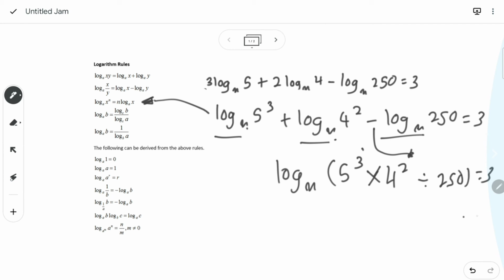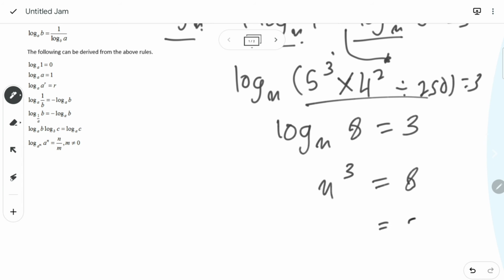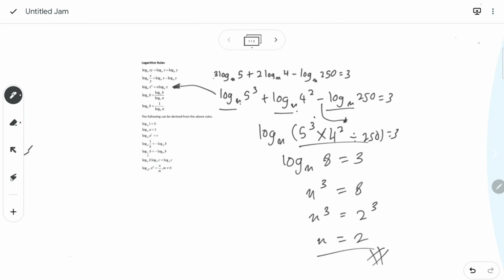So and then you can use your calculator, so you get log x 8 is equal to 3. So x to the power of 3 is equal to 8. If you remember, it's equal to 2 to the power of 3. So x is equal to 2. That's how you answer it.